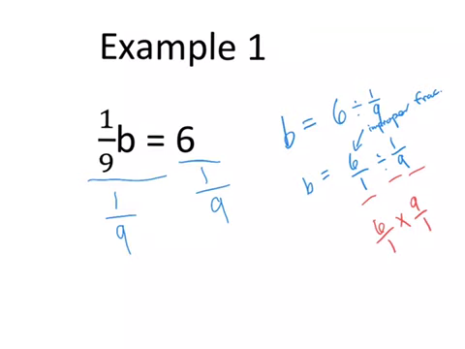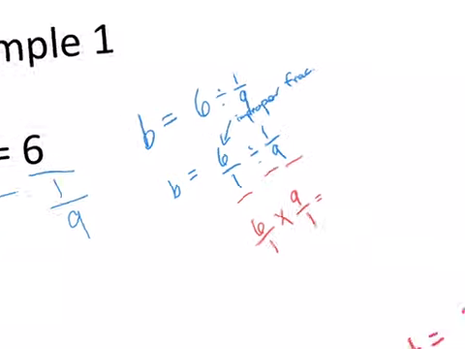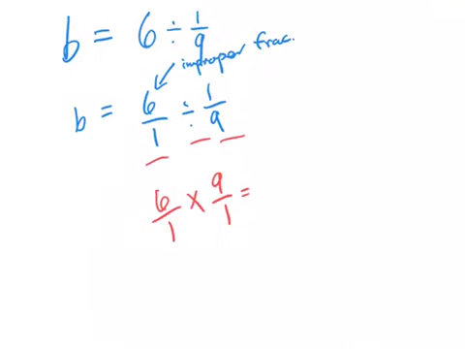So 6 times 9 is 54. And 1 times 1 is 1. So b equals 54.